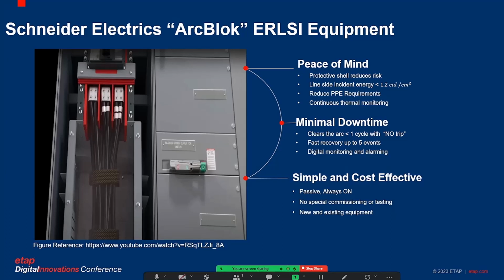If an arcing event does take place, the equipment is actually monitoring the line side conductors, and the moment that it detects that a line side arcing event has taken place, it uses circuit breaker interrupting technology to help stretch that arc and extinguish it in less than one cycle. Now, because it does this so rapidly, the amount of energy that's released for that line side arcing event has been tested and found to be less than 1.2 calories per centimeter squared.